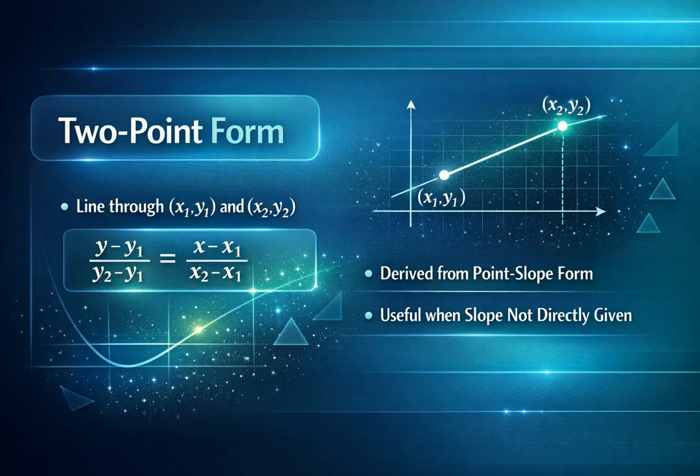The two-point form gives the equation when we know two points on the line. If a line passes through (x1, y1) and (x2, y2), the equation is (y minus y1) over (y2 minus y1) equals (x minus x1) over (x2 minus x1). This comes directly from the slope formula and point-slope form.